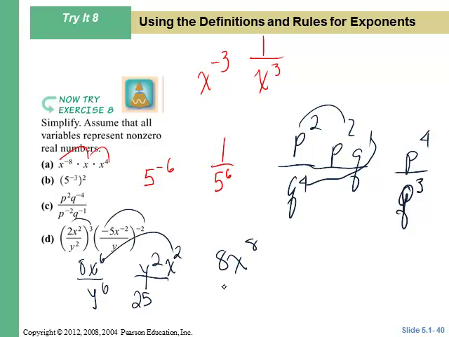I suppose we should put our numbers in. 8 over 25, x to the 8th, y to the 2nd. Minus 6 is y to the negative 4th, which is the same as y to the positive 4th in the denominator.